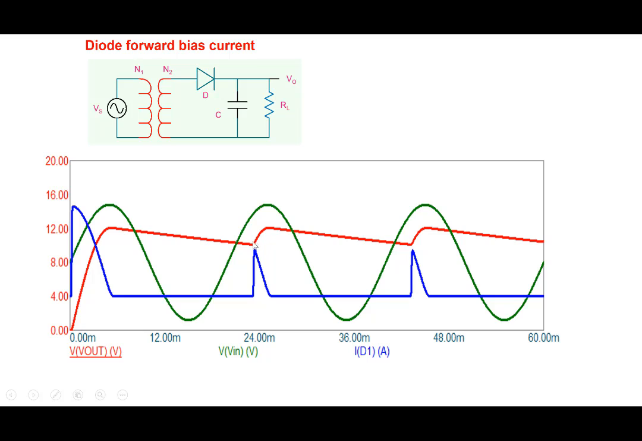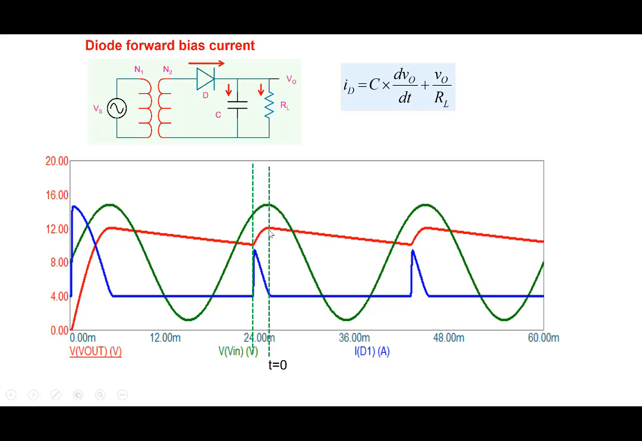The red one shows the output voltage, the green one shows the input, and blue shows the diode current. Once the diode turns on in this part, we are not interested in the initial part, we are looking at the steady state part. Once the diode turns on, it is supplying the current through the capacitor and the current through the load. So ID, the current that is flowing, is C dV0 by dt, that's the capacitor current, plus V0 by RL. This is the period that we are talking about.